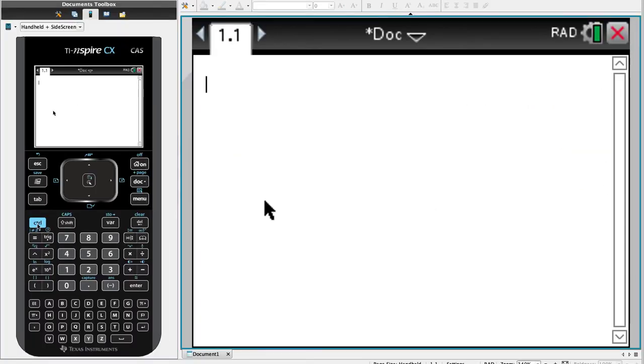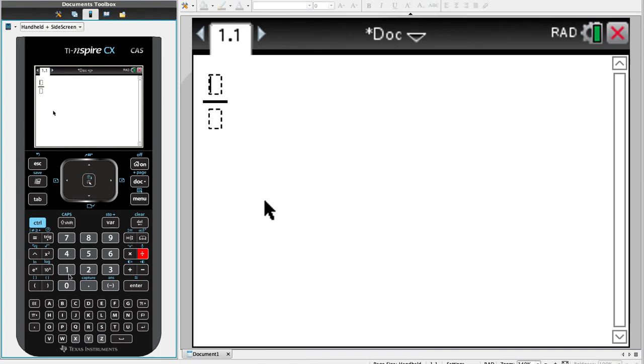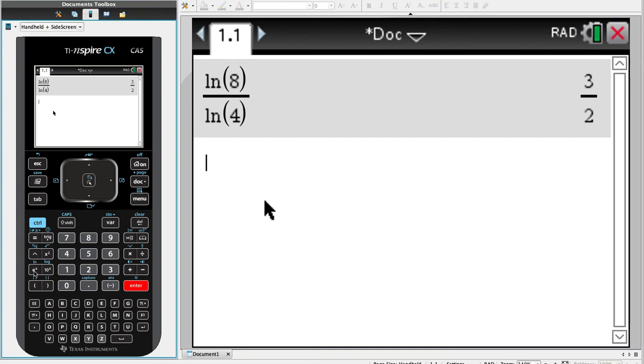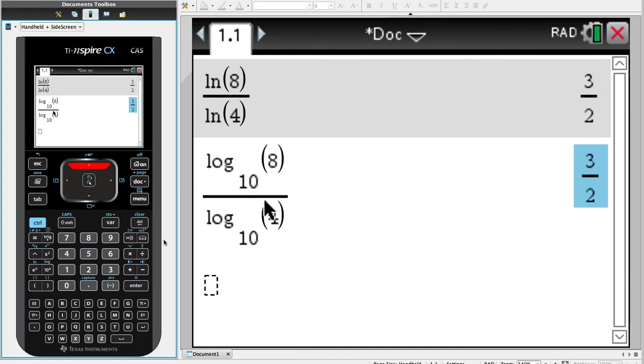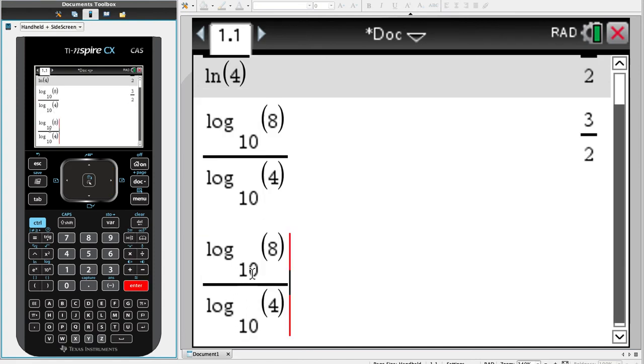So I'm going to set up a fraction here, and I'm going to take the natural logarithm of 8 divided by the natural logarithm of 4, and I end up getting 3 over 2. Now I can take any base, it doesn't have to be base 2 or base e. I could take log base 10 of 8 divided by log base 10 of 4, and I will still get 3 over 2. In fact, I can choose any base I like.